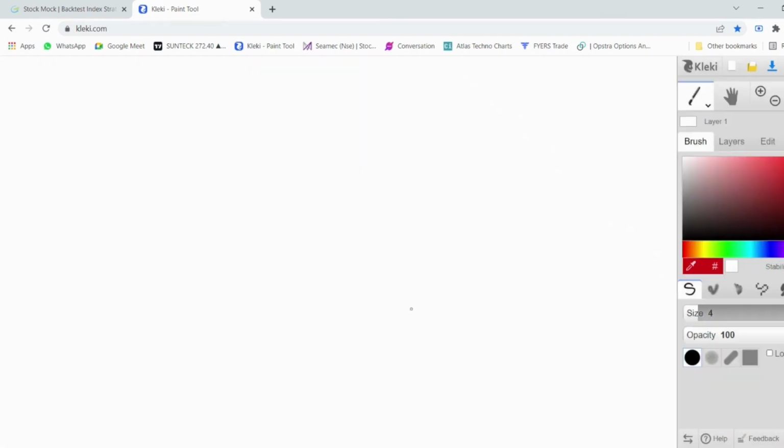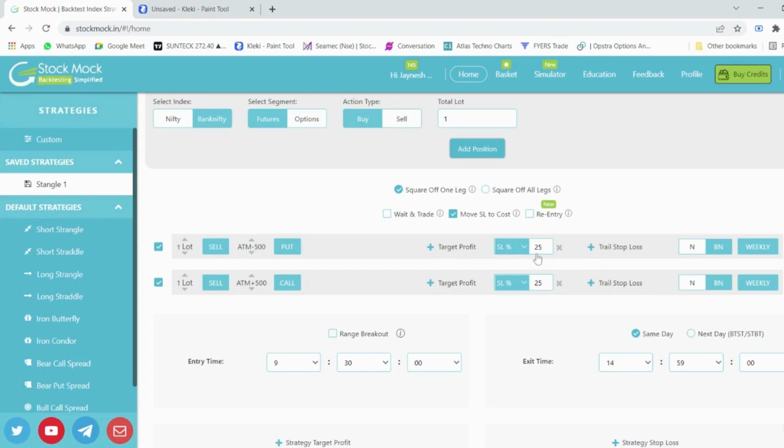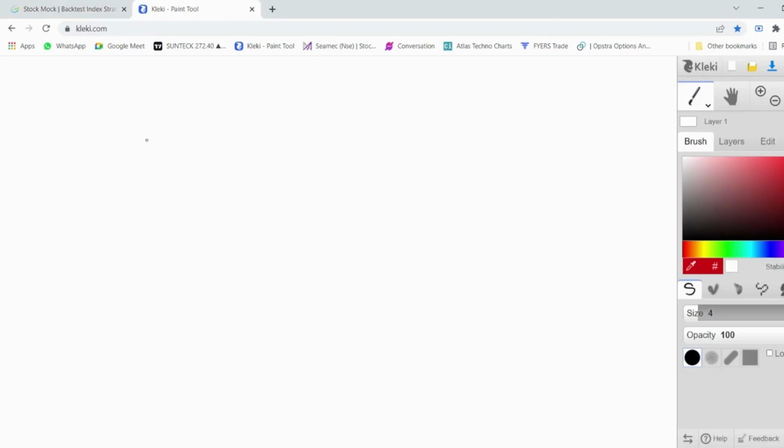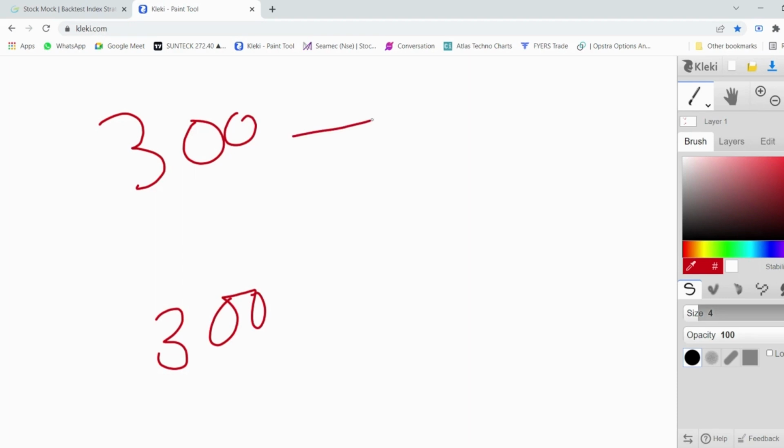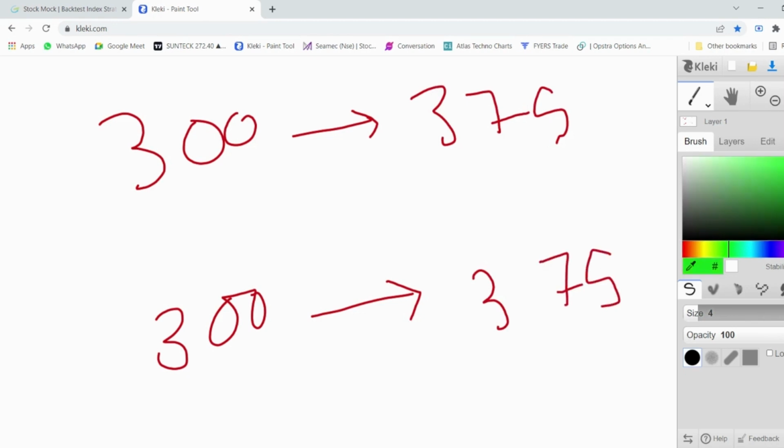So we have discussed the stop loss as 25% for each of both legs. For example, if both the call and the put are at 300 rupees, the stop loss for this will be 25% above 300, that is 375 rupees, as we are shorting it. And the stop loss for this will also be 375 rupees. Now in any case, if one of the stop losses gets hit, for example on this side, we are going to shift the stop loss of 375 back to 300, to cost only.